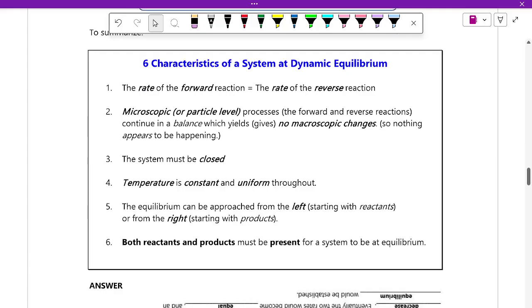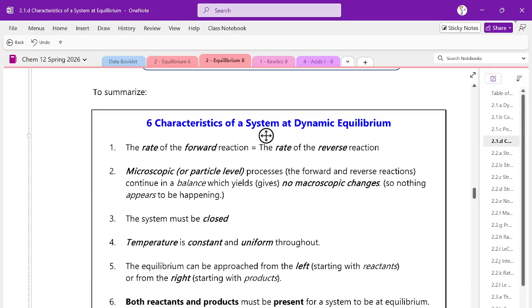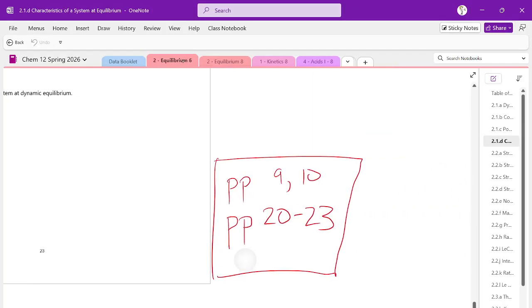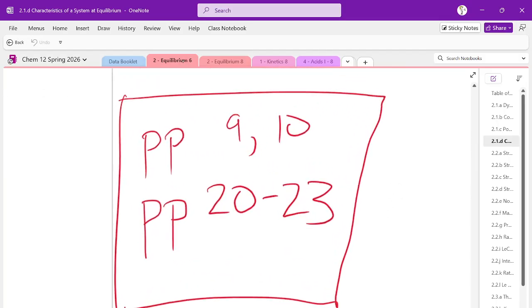Your homework is pages 9 to 10 and 20 to 23.